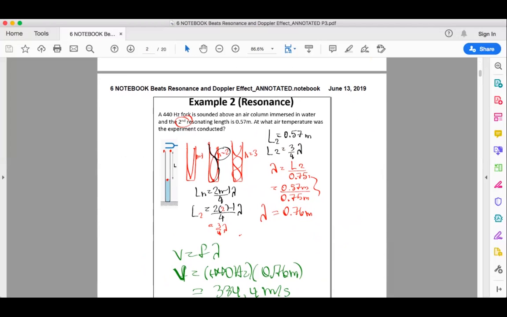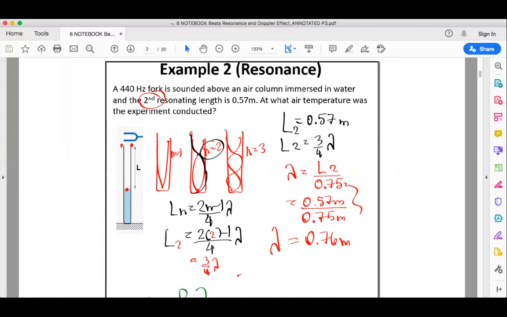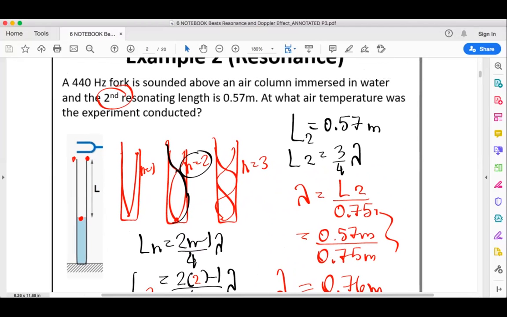So the first thing is to draw a diagram of all the resonating lengths. If you're going to draw standing waves where you have water at the bottom and it's open at the top, we need a node at the bottom and antinodes at the top. The first resonating length would be when we only see 1/4 of a wavelength. The next time we can have an antinode is 3/4 of a wavelength. And then the next would be 1 1/4 wavelengths. Hopefully you can see that from the diagrams.